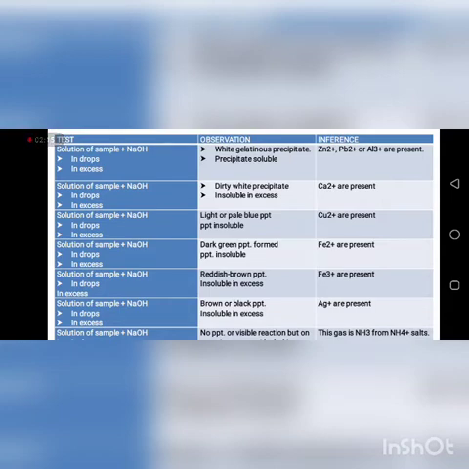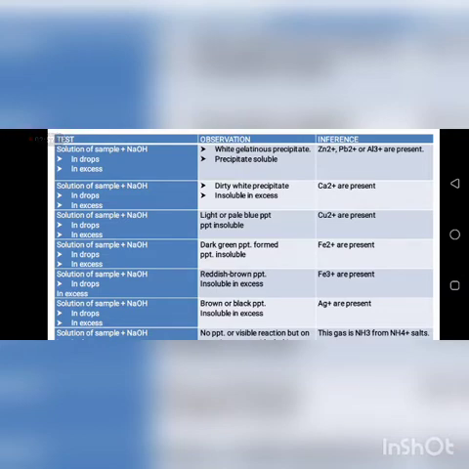The second one is when you have a solution of the sample and add sodium hydroxide in drops, and you see a dirty white precipitate, and when you add in excess the precipitate is insoluble in excess sodium hydroxide. You see it in the test tube that the precipitate is insoluble in excess sodium hydroxide. That confirms the presence of calcium ion. Third one, solution of unknown sample plus sodium hydroxide in drops. If you see a light or pale blue precipitate in drops and the precipitate is insoluble in excess, that confirms the presence of what? Copper 2 plus ion.